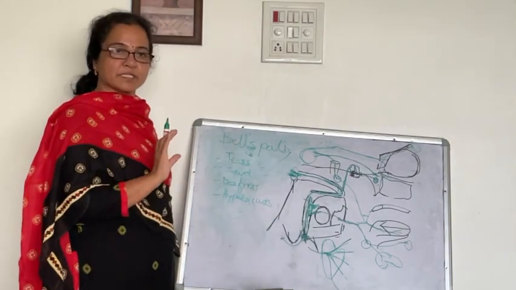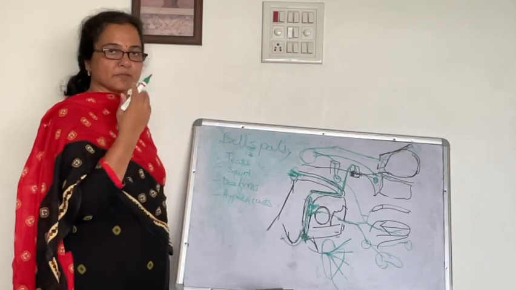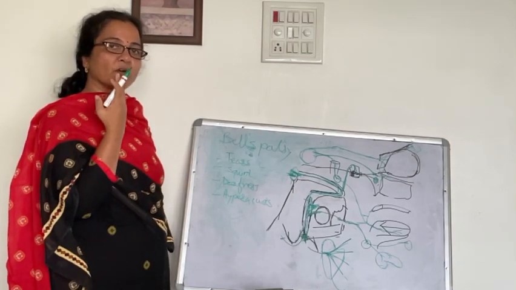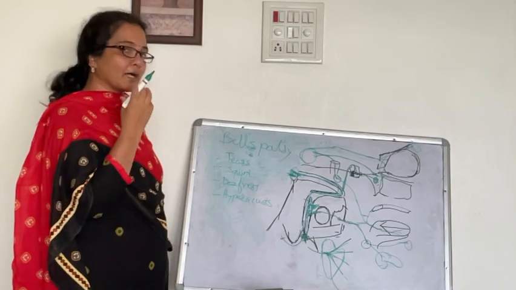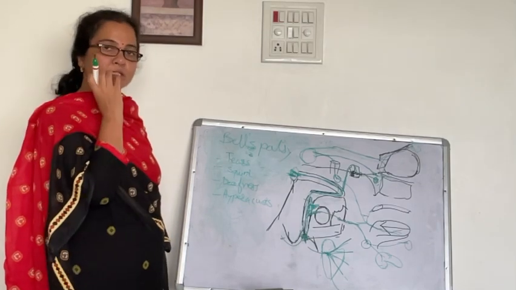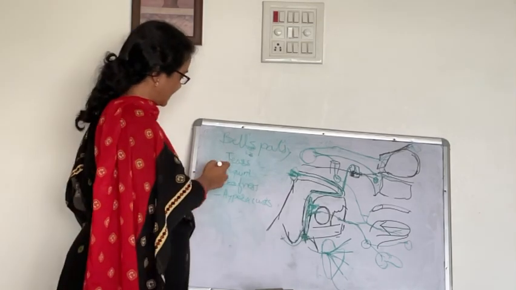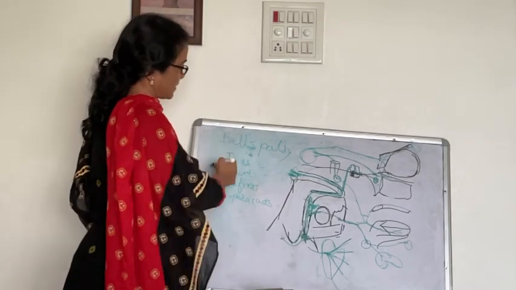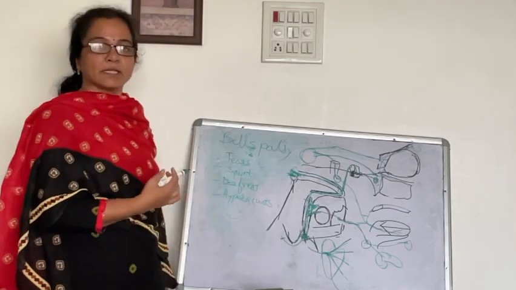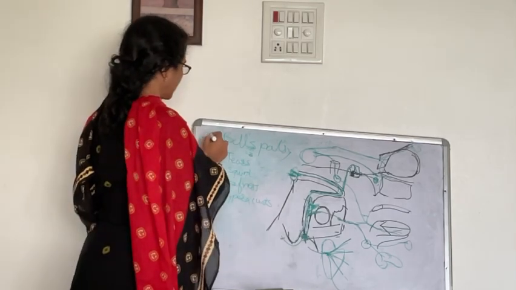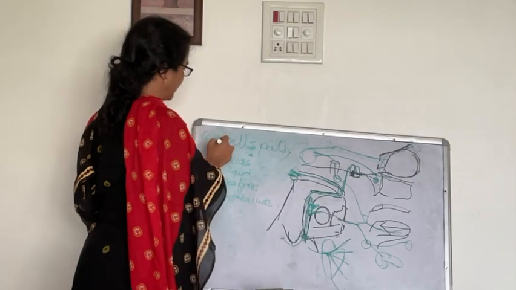So all the facial expressions are lost. There is absence of wrinkles, and the nasolabial fold will disappear. There is dribbling of saliva. The patient can't hold the bolus in the mouth. There will be dribbling of the bolus also and saliva also. So these are the features of Bell's palsy. Then what is the treatment for Bell's palsy? So 60 to 80% of Bell's palsy will recover on its own.